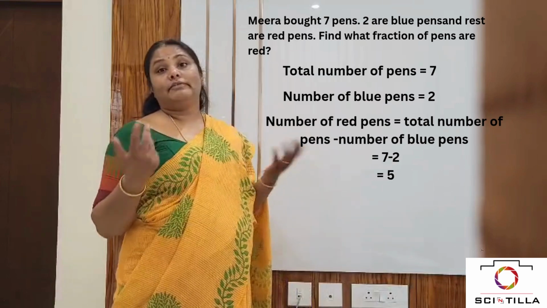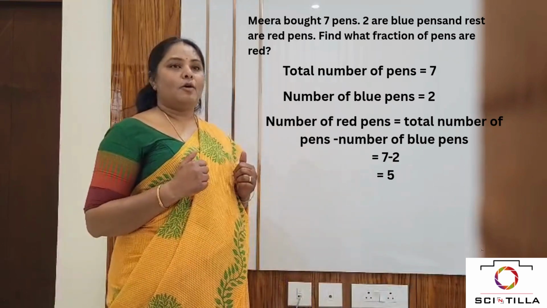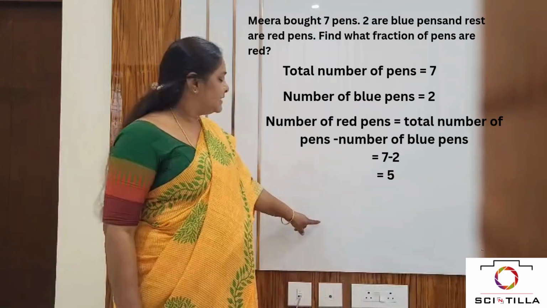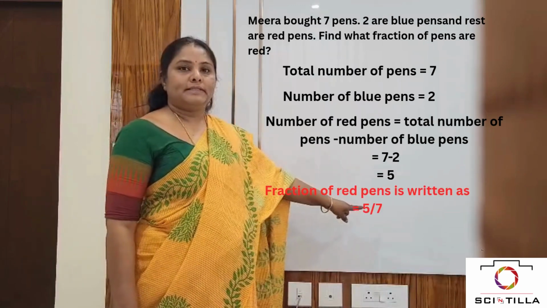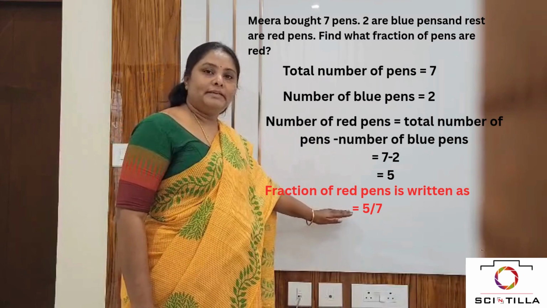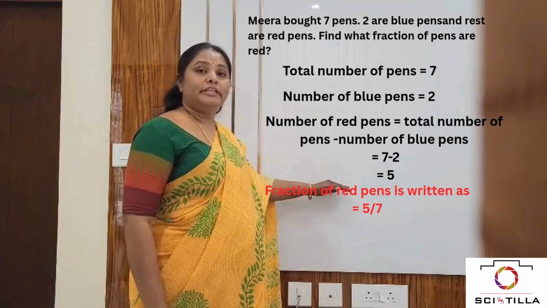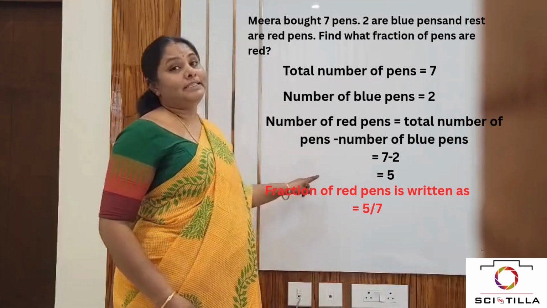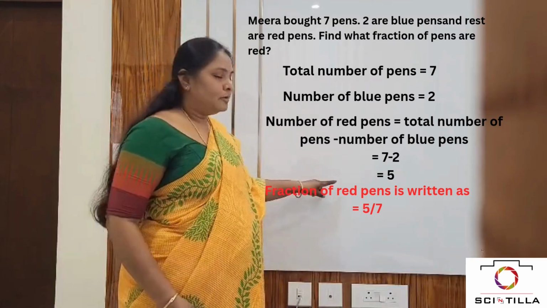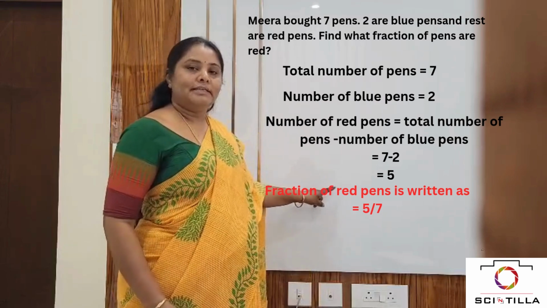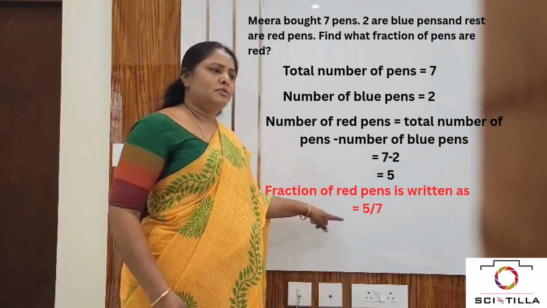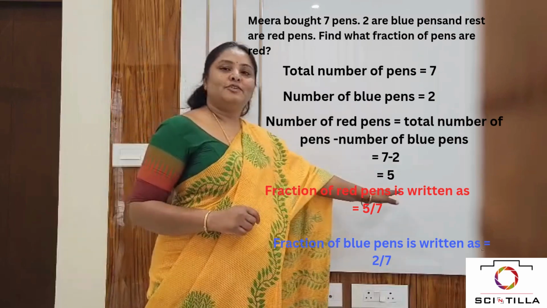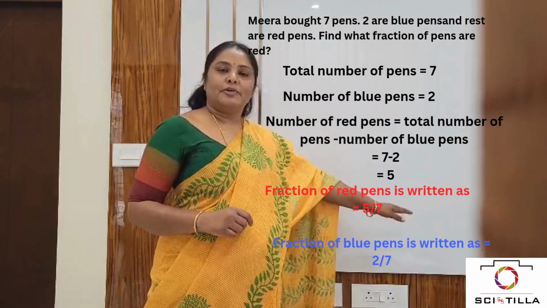Now how are we going to write the fraction for the red pens? We all know numerator upon denominator. What does the denominator say? The total number of pens. Right? What is the total number of pens here? 7. What is the numerator we need to write? Should we write 2? No. They asked us to find the number of pens red in color. So the red in color are 5. It is 5 upon 7. So what is the fraction of blue pens now? Any guesses? It is 2 upon 7. Are you all clear now?